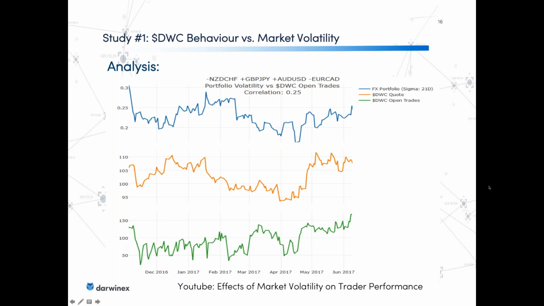So this is another point that I think Steve made before. It's like, how often does the thing rebalance? Well, it rebalances whenever more and more people pile in a certain direction. So a lot of open trades here means that the Darwinics community is very strongly positioned in a certain direction, and DWC is therefore strongly positioned against it as a hedge for us, for our and for the community's benefit.